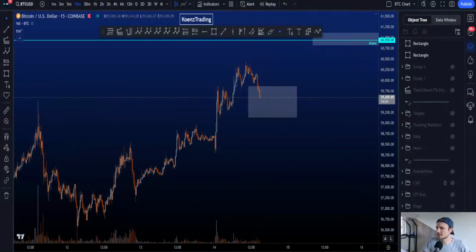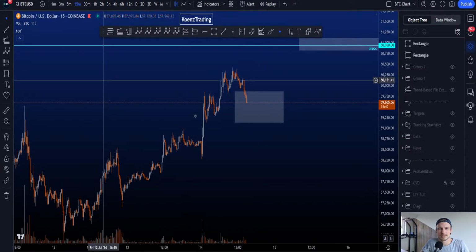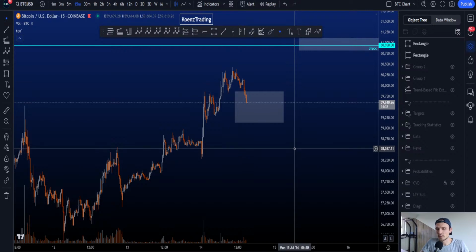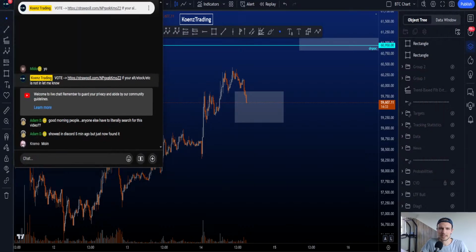Time for some altcoin Elliott wave analysis or whatever you are voting for. Make sure to vote. The link is in the chat, right? I pinned it. If your altcoin is not in the list, please Control F beforehand. Then I will add it to the list.